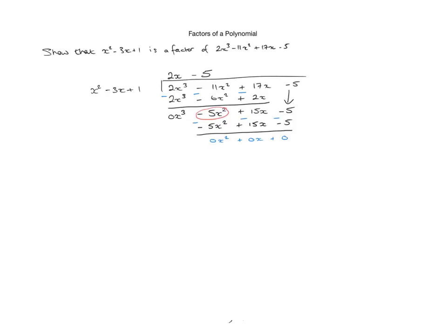What this actually means is we can rewrite 2x cubed minus 11x squared plus 17x minus 5 as the same as x squared minus 3x plus 1 times 2x minus 5. And 2x minus 5 is obviously the other factor in this polynomial.